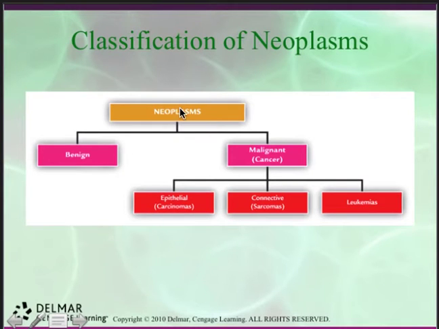So here we have neoplasms, which are cancers. And then we can break these into either benign neoplasms, which generally produce contained tissue pockets that don't spread, and they don't have the ability to metastasize.